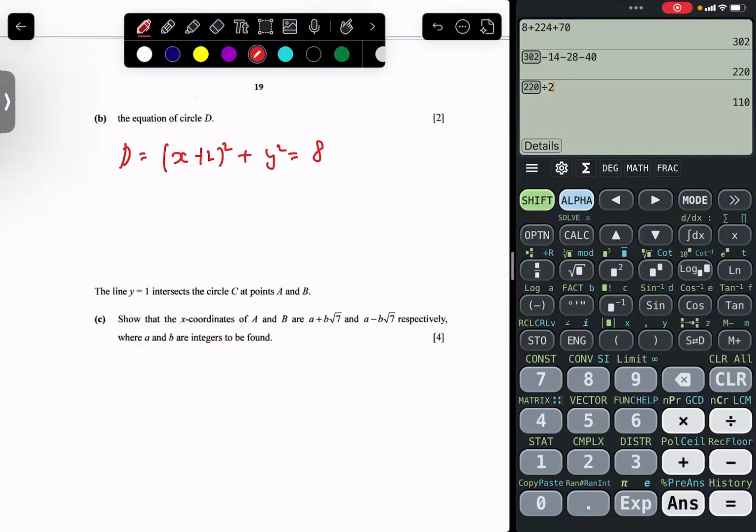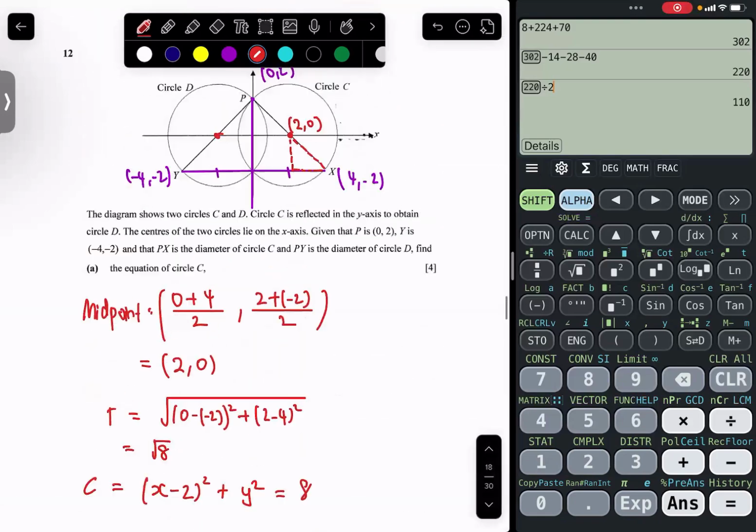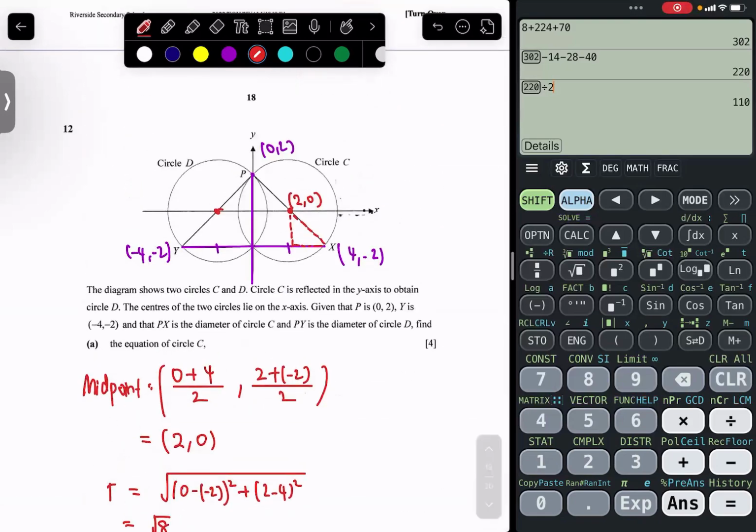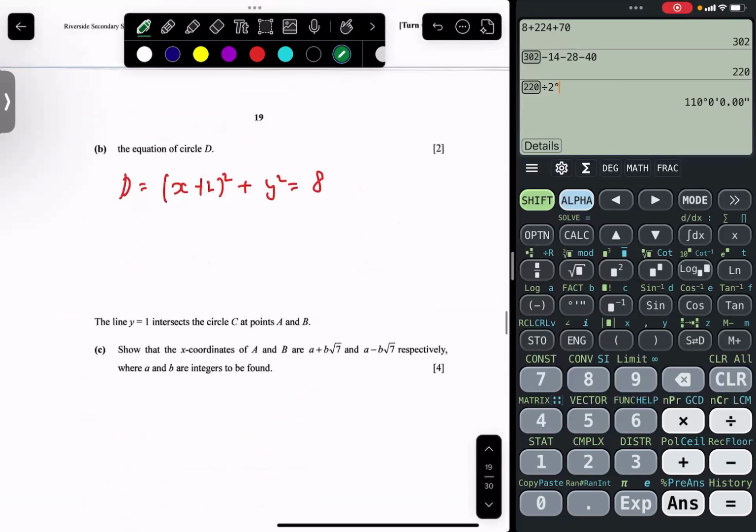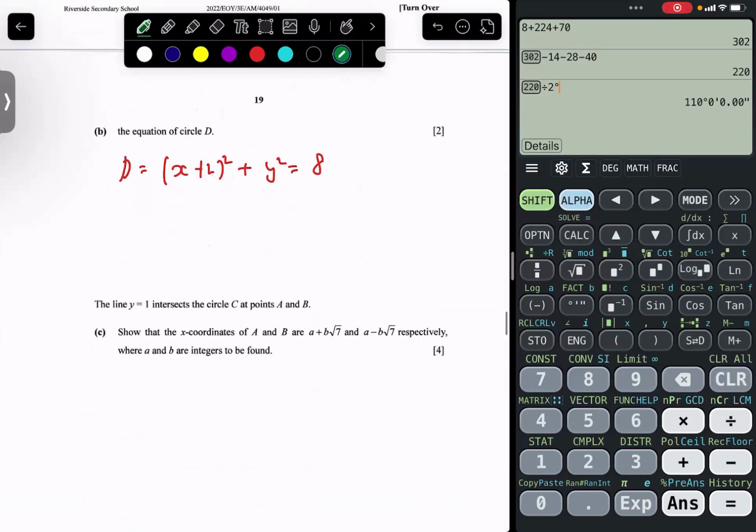Okay, the line y equals 1 intersects circle C at A and B. Y equals 1 would mean over here, right? Because this is 0, 2, so 1 is over here. So point A and point B will be somewhere like this. Show that the x coordinates of A and B are 2 plus root 7 and 2 minus root 7 respectively. Okay, so actually very simple.